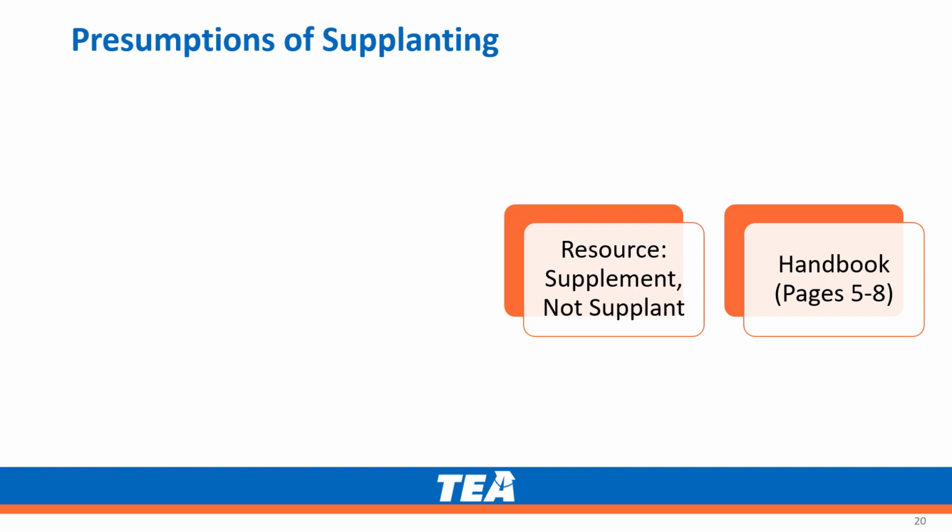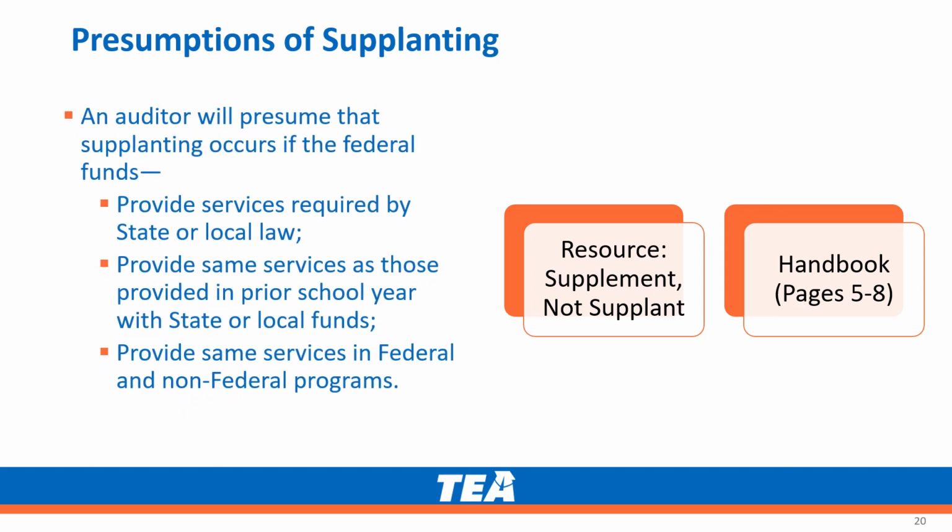When checking for traditional SNS compliance, auditors will presume that a supplant has occurred if an LEA has used any program funds to do any of the following: to provide services required by state or local law, to provide the same services as those provided in prior school year with state or local funds, or to provide the same services in federal and non-federal programs.